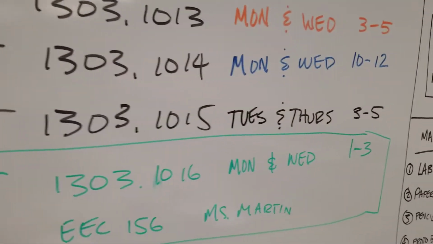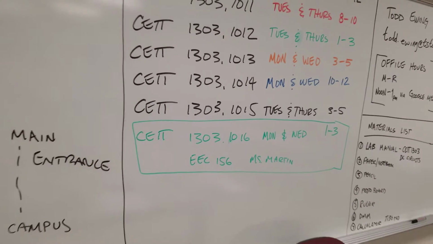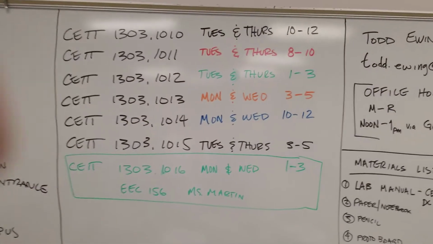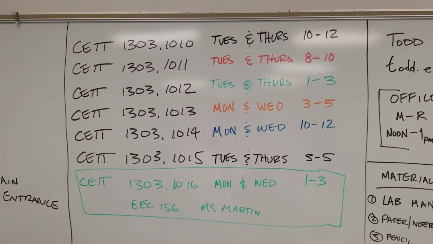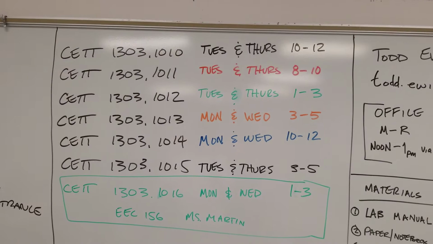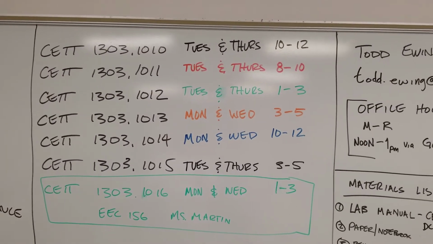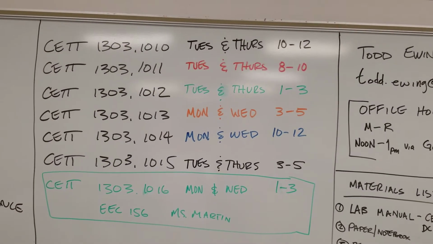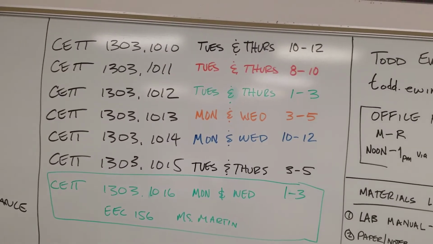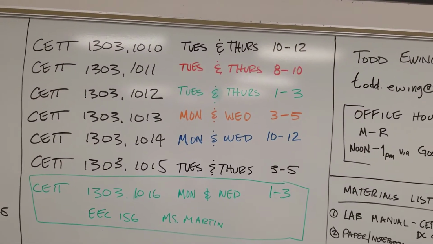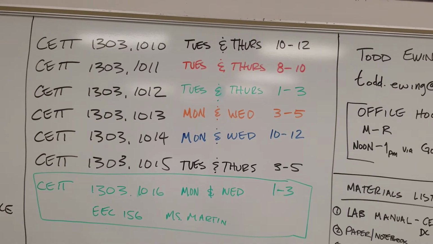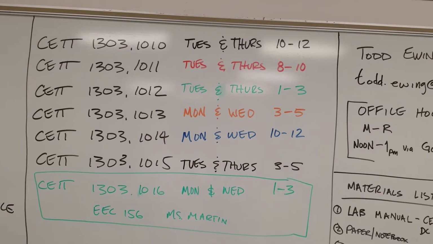These are the sections that I'm teaching. And I am teaching 6 sections. I've got 7 sections up here. I'll explain that in a minute. So this class is going to be DC circuits, DC electronics, and these are the sections that I'm teaching. I'm teaching CETT 1303, section 1010. Section 1010 meets Tuesday, Thursday, 10 to 12. Section 1011 meets Tuesday, Thursday, 8 to 10.